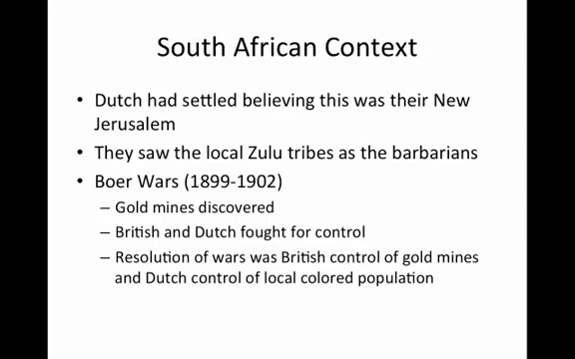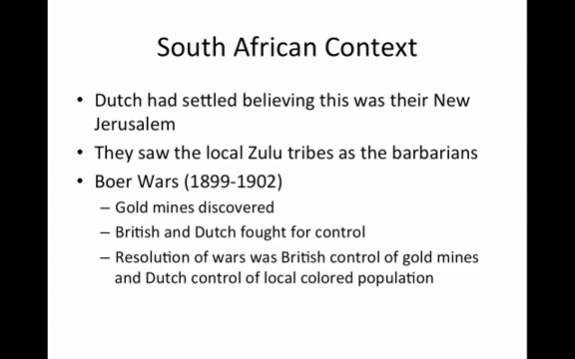In South Africa, the Dutch had settled believing that this was their new Jerusalem. They saw the local Zulu tribes as the barbarians. From 1899 to 1902, there were Boer Wars. Wars between the Zulu tribes, the Dutch, and the British. Each one of these had different interests. The British wanted to get hold of gold mines. The Dutch wanted control over the area, especially the Zulu tribes. And the Zulu tribes wanted to maintain control over their own land.